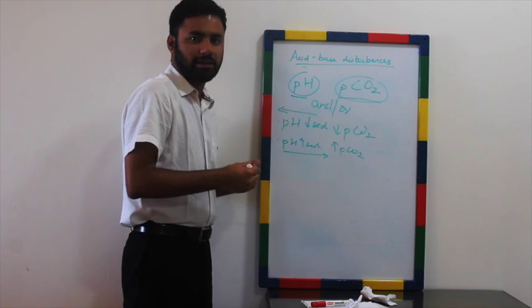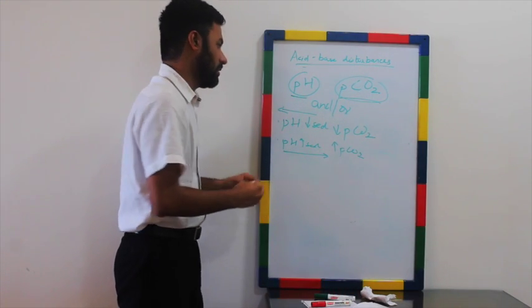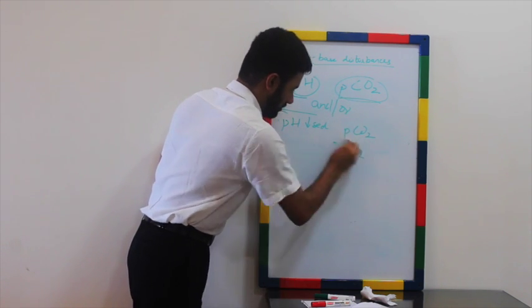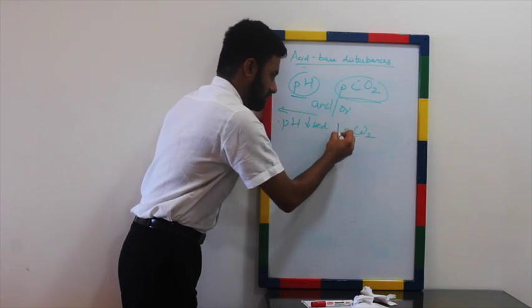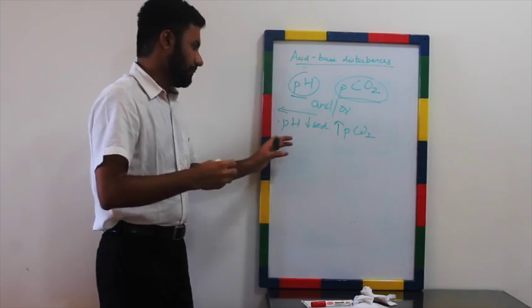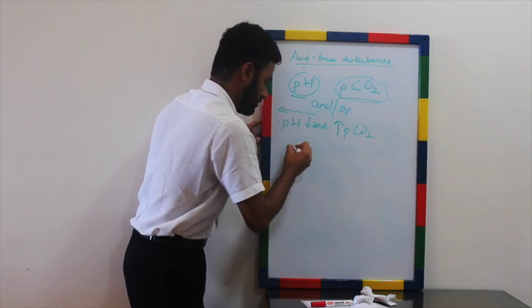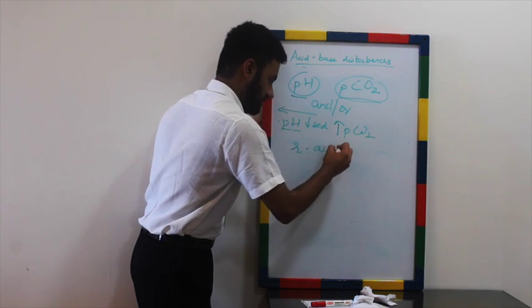If the pH and the PCO2 change in opposite directions, you have a primary respiratory disorder. So if the pH is decreased and the PCO2 is increased, it's in the opposite direction, so respiratory. Because the pH is decreased, it is acidosis.